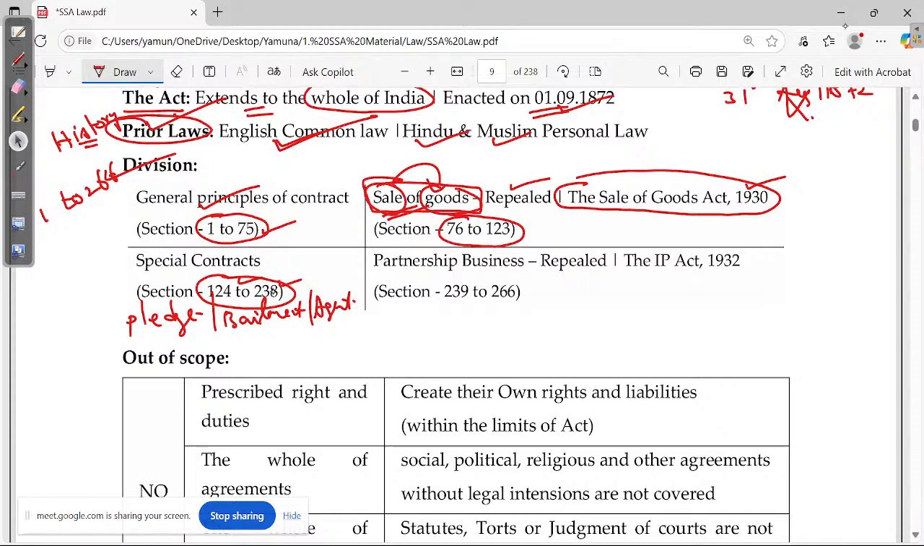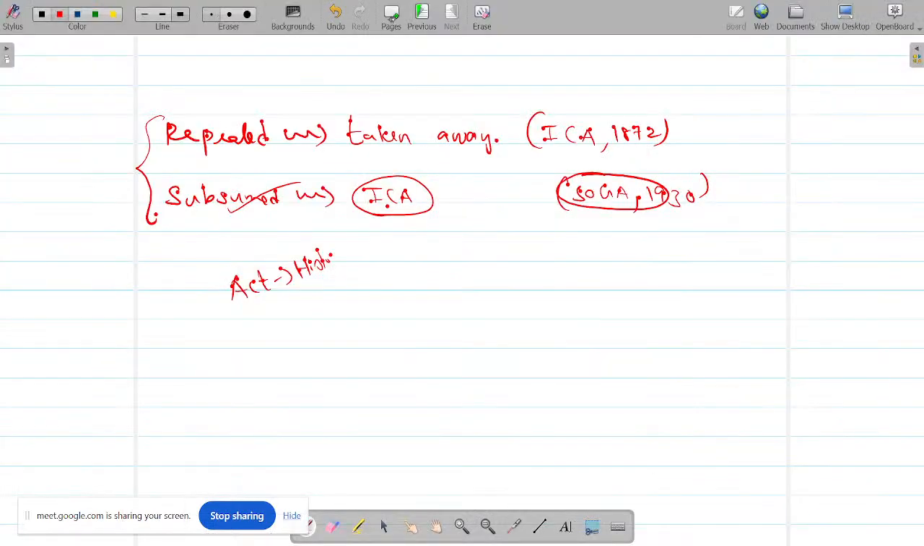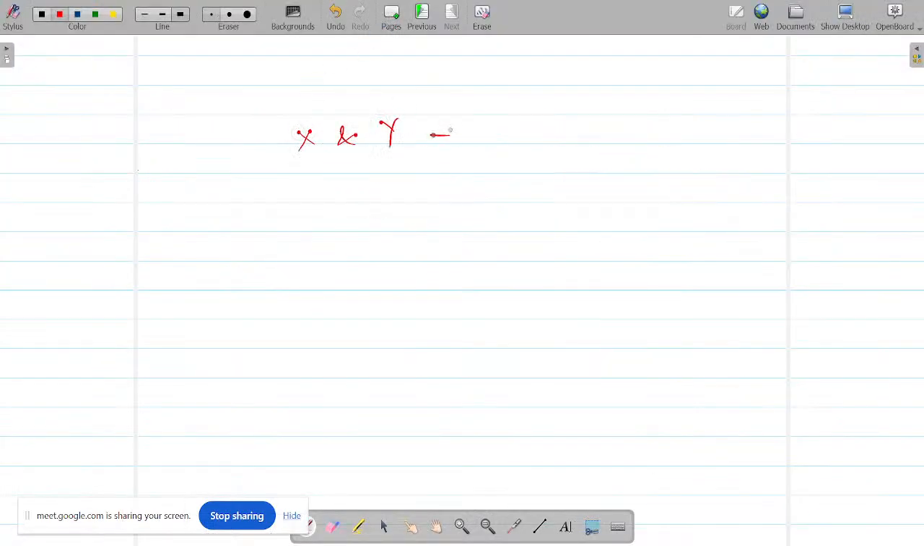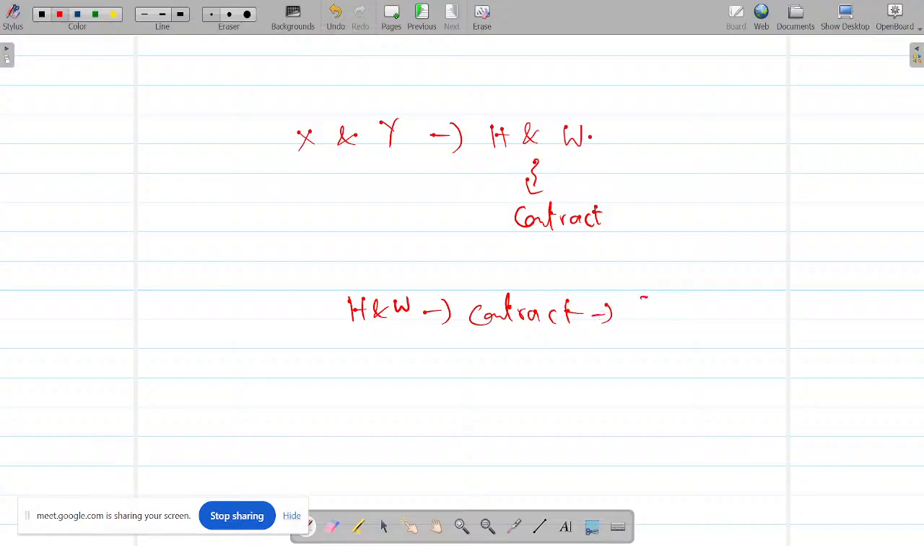We'll do this later. Now here, 239 to 266, it's not a partnership business. Let me try to link this point. X and Y are two persons. The relationship between them is husband and wife. If they enter into a contract, is the contract valid? No, because they are not creating a legal relationship. But these two persons, husband and wife, enter into a contract to do a partnership business, a partnership firm. They both together run the business and they are selling the goods to a third party.